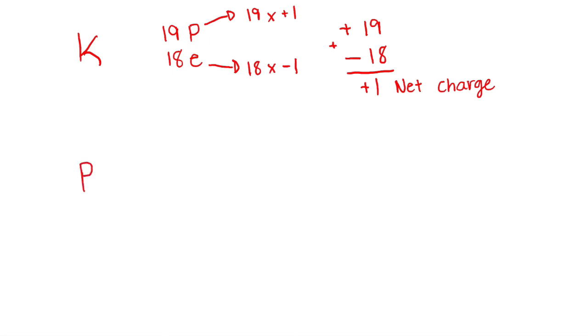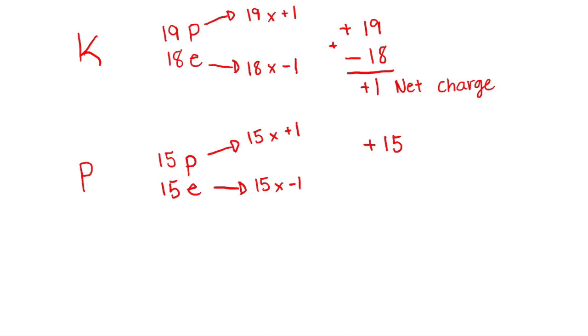For phosphorus, it has 15 protons. So 15 times each proton has a +1 charge. And because we're dealing with the atom, it has 15 electrons, which each have a -1 charge. So we've got +15 for the protons, -15 for the electrons. Add these together, you have a 0 net charge for an atom.